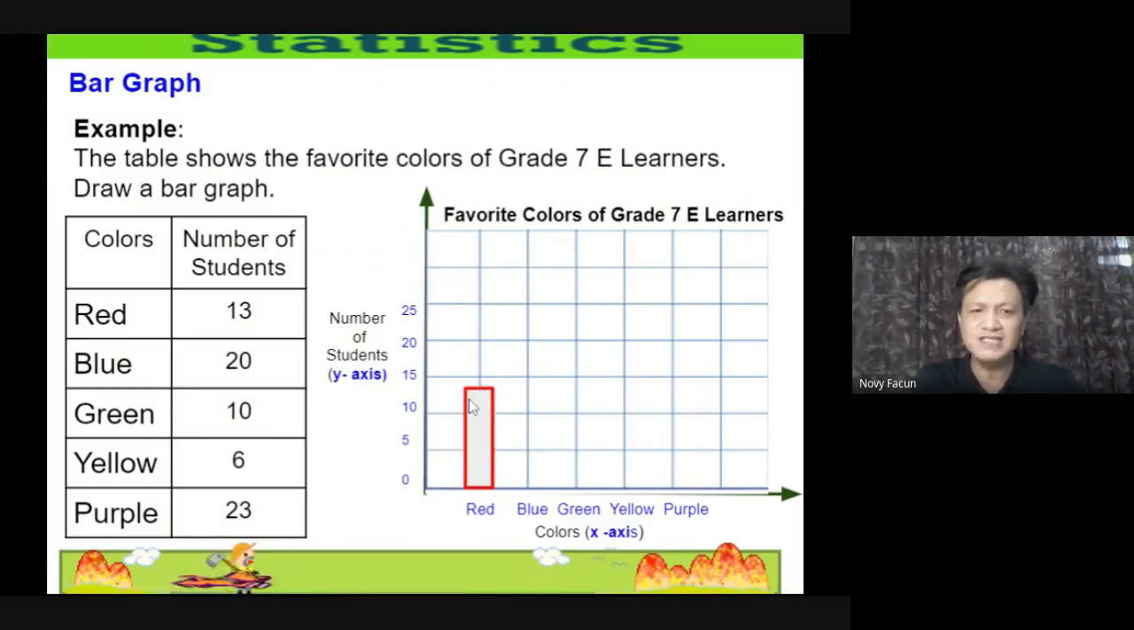Ibig sabihin hanggang dito yung taas ng yung bar. And then doon sa blue naman, ilan yung may gusto? 20. Yung 20, ibig sabihin nandito yung hanggang dito yung taas niya, o di ba? So, kailangan same space yan, ha? Yun yung technique dyan para maging tama yung sagot nyo.